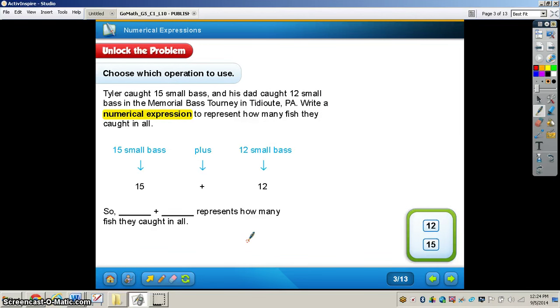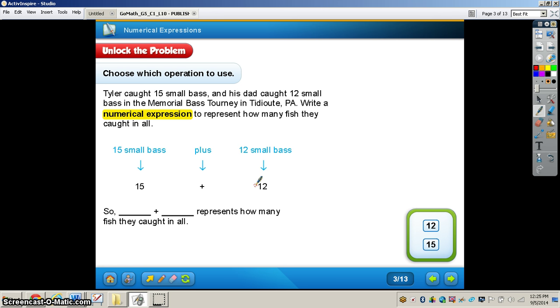Before we dive right into numerical expressions, let's talk about what a numerical expression actually is. As you can see on page 43, a numerical expression is a mathematical phrase that has numbers and operation signs but does not have an equal sign. For example, we have 8 plus 5. That's an example of a numerical expression. Once I put an equal sign right here, that is not a numerical expression anymore. So it's important to understand that as we go.